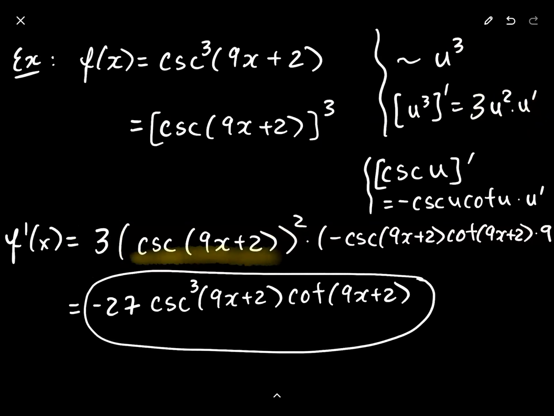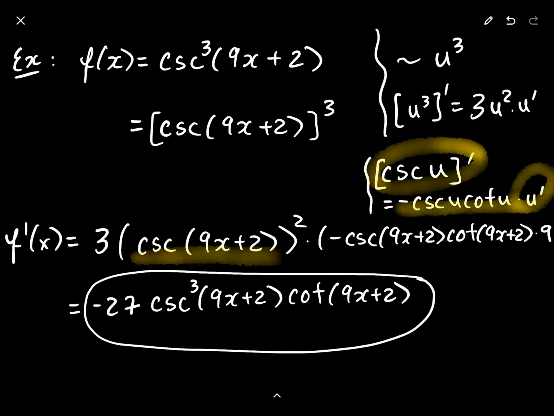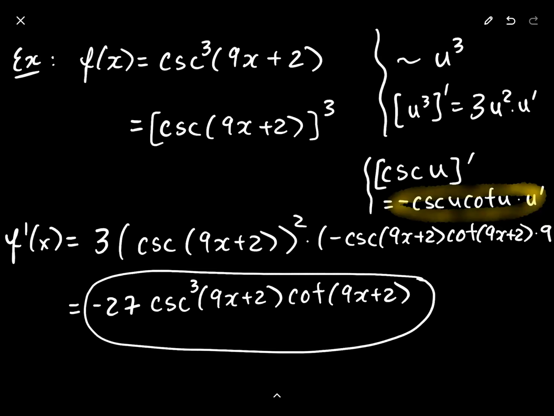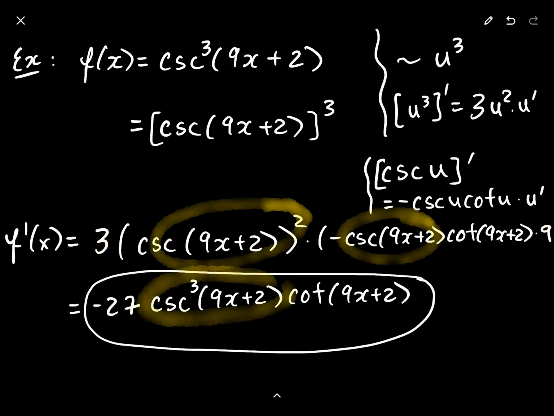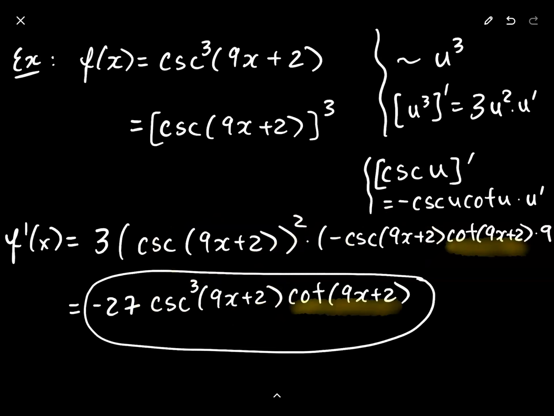Now we want to multiply by the derivative of u, which is itself a composition. So for cosecant of 9x plus 2, we'll be taking the derivative of cosecant u, which will be minus cosecant u cotangent u times u prime. So we'll multiply by minus cosecant 9x plus 2 times cotangent 9x plus 2, and the derivative of 9x plus 2 is 9. So 3 times minus 9 will be minus 27, and we can combine the cosecant terms into cosecant cubed of 9x plus 2, which is multiplied by cotangent of 9x plus 2.